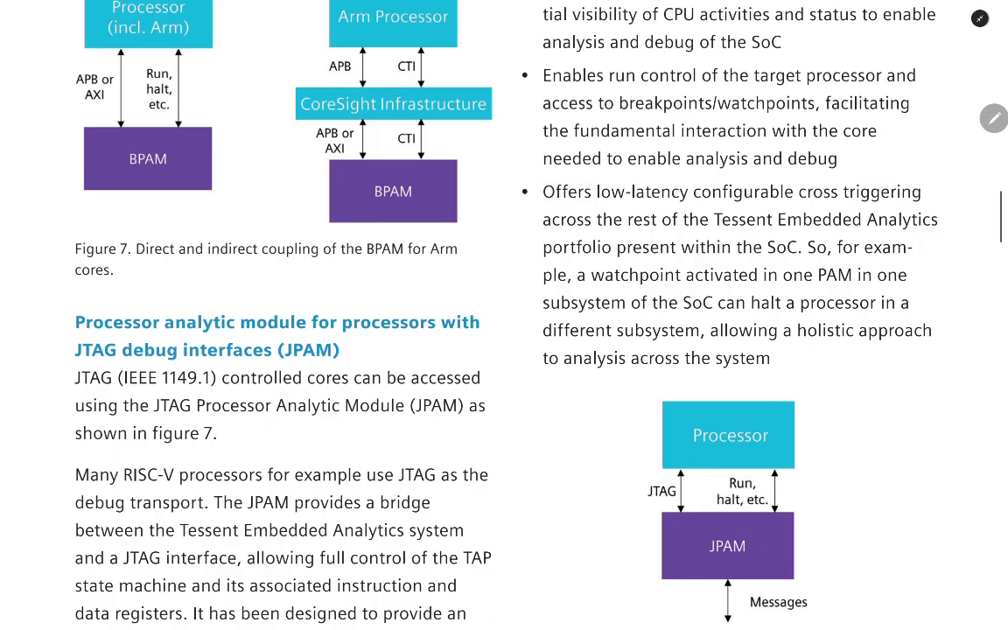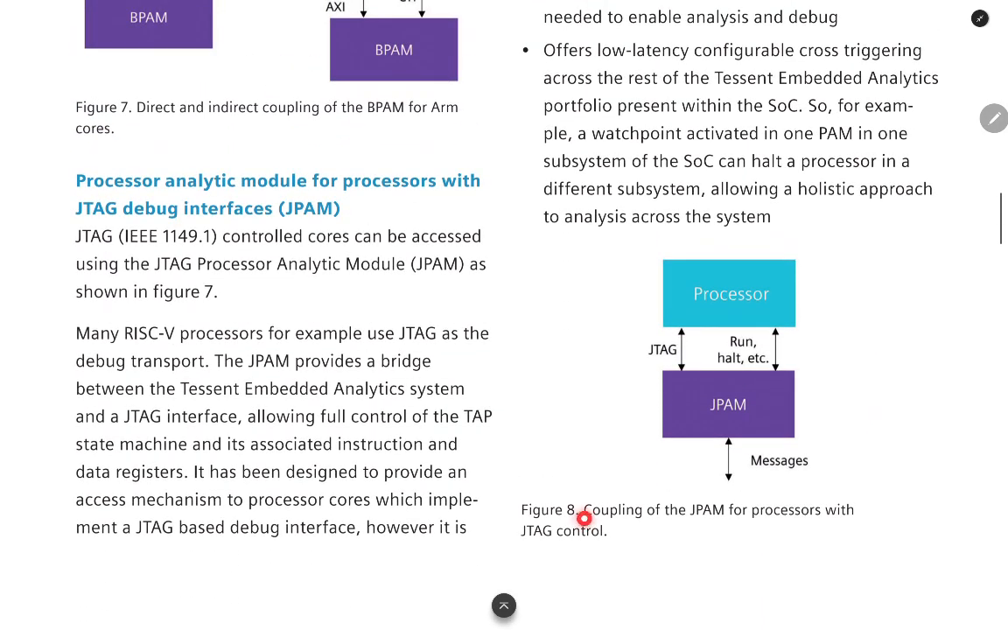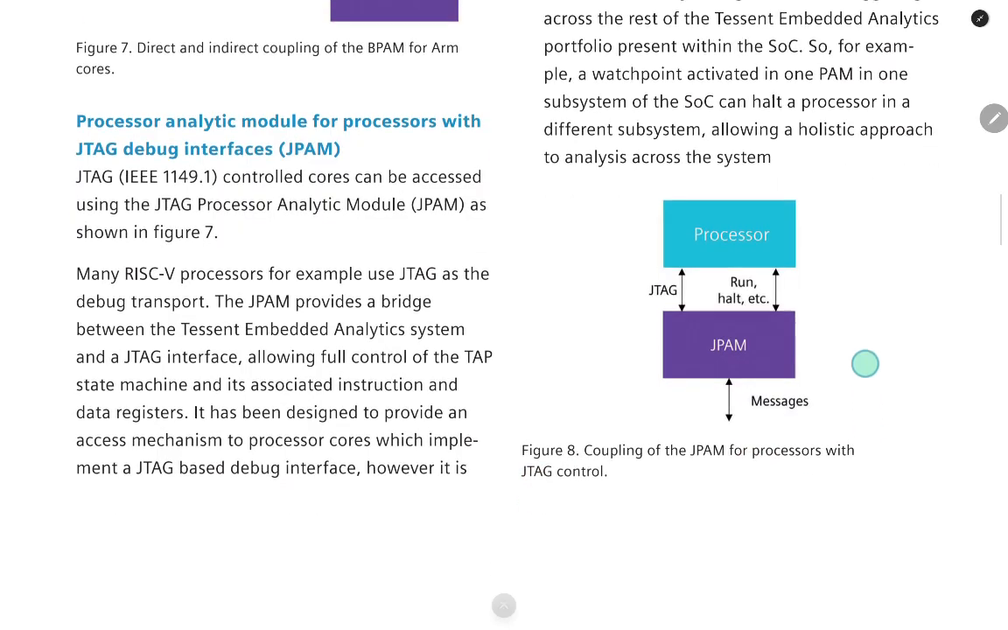It offers low latency, configurable cross-triggering to the rest of the Tessent embedded analytics portfolio present within the SoC. So, for example, a watchpoint activated on one PAM in one subsystem of the SoC can halt a processor in a different subsystem, allowing a holistic approach to analysis across the subsystems. Figure 8: coupling of the JPAM for processors with JTAG control.